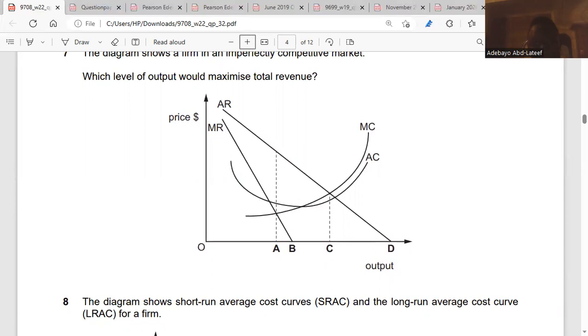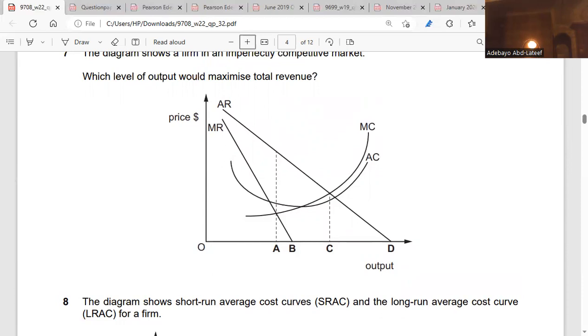MC equals MR. MC equals AR at B. Look at the line, the spot. The line at A. Did you see your AR? The line linking AR and MC. The two lines, it's linking MR and AR. This line and this line. So this is MC and AR here at B. This is the point you are looking at.